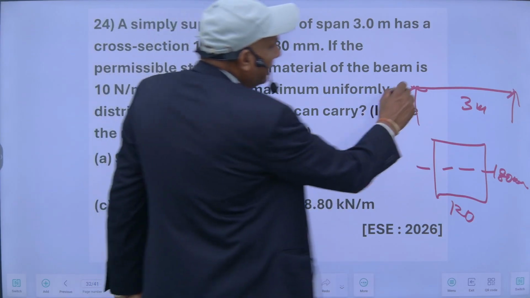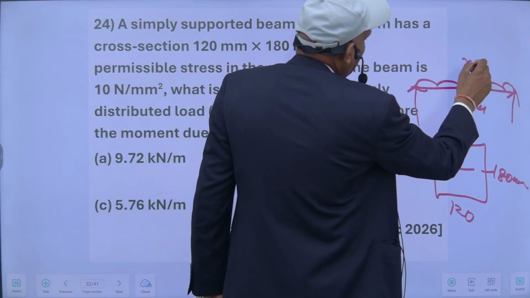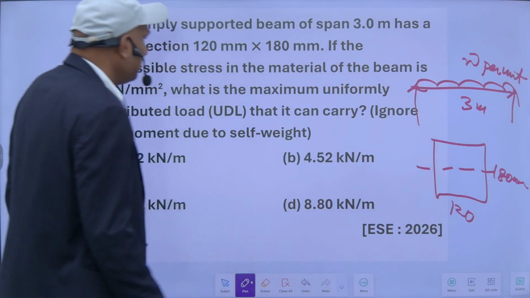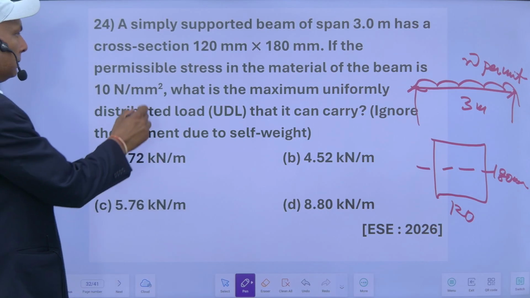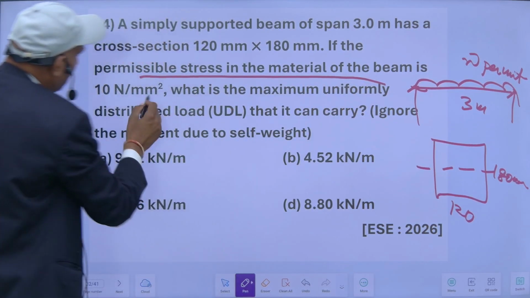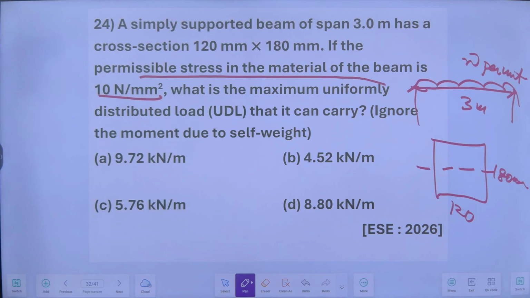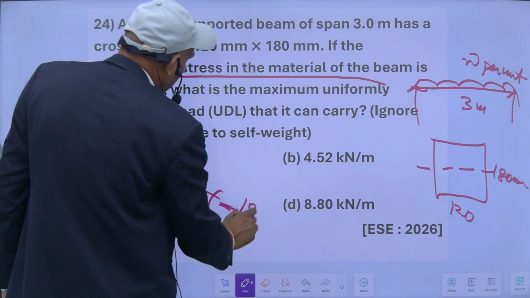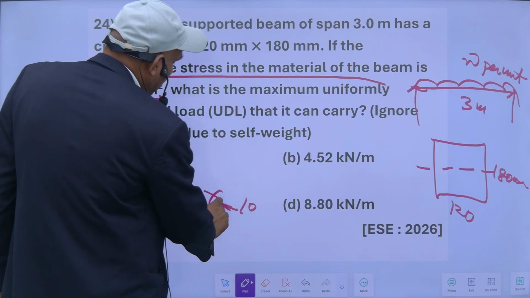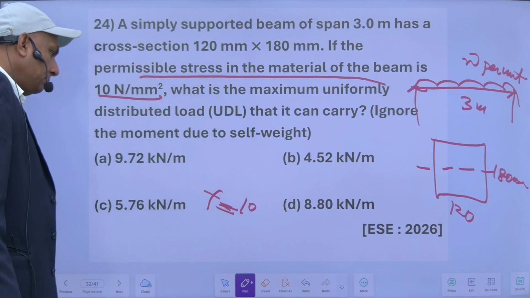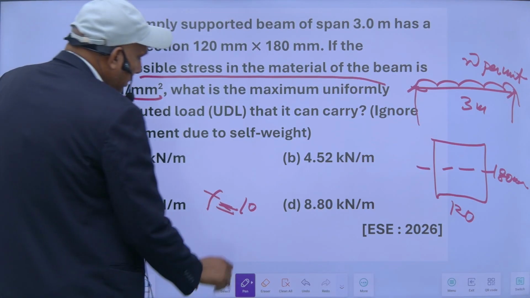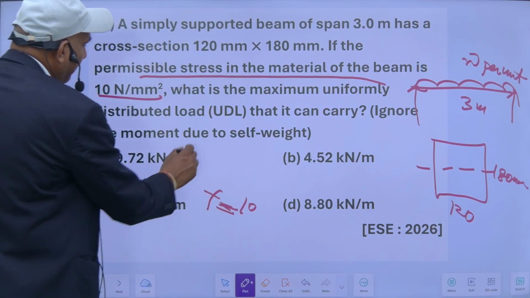So this is my UDL, W per unit run. So the maximum permissible stress in the material is 10 Newton per mm square. So this is F. F is bending stress, meaning 10 Newton per mm square. This F is equal to, as we know, M is equal to F z.